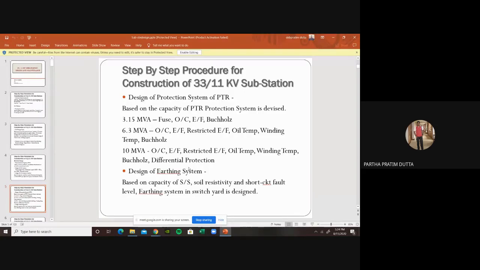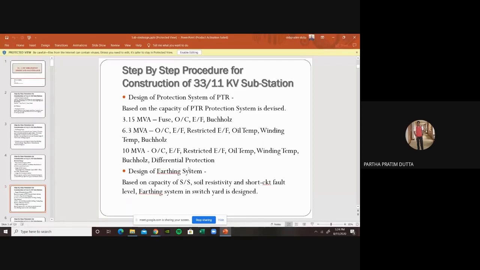In case of 3.15, we don't give the tripping protection of oil temperature and winding temperature, but in case of 6.3 MVA, obviously we do that, and obviously Buchholz relay is there. In 10 MVA transformer, we usually do another separate protection, that is a differential protection, and all the protection system, a little bit of something we will discuss today itself, so that you can come to know what sort of protection we usually do and how we do that.